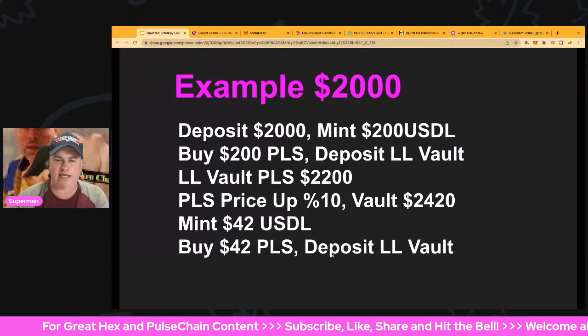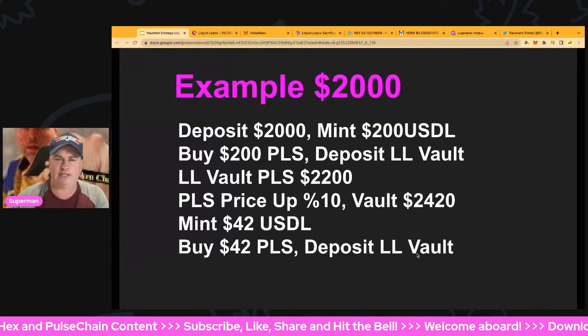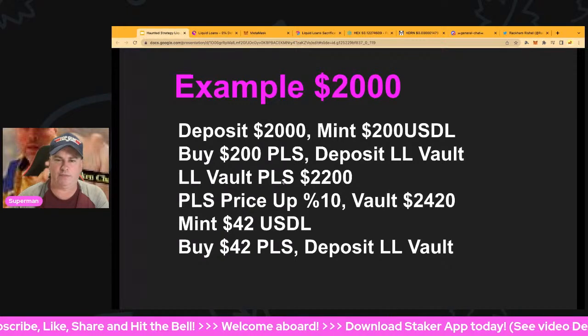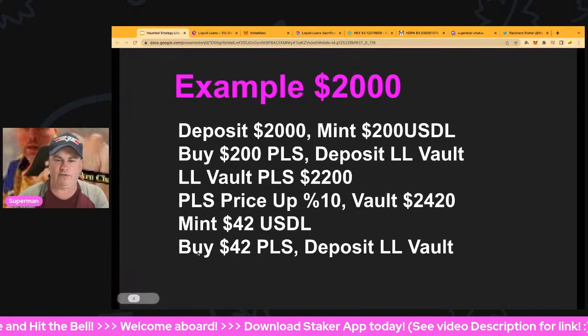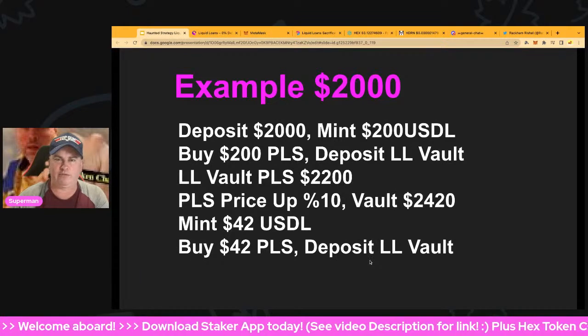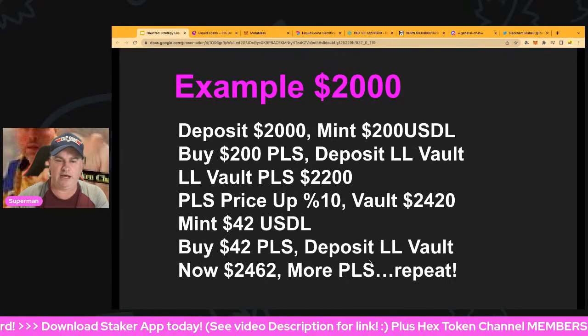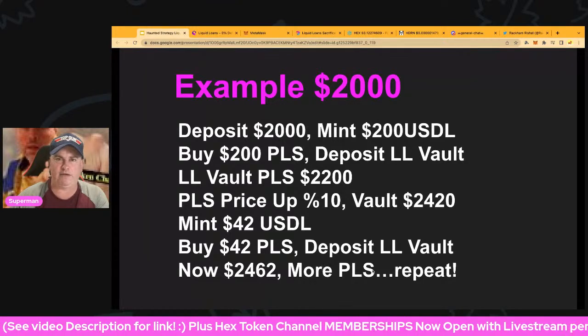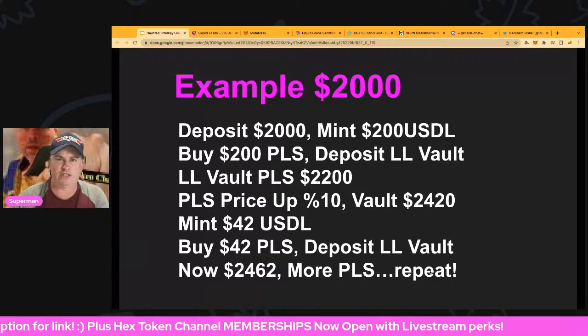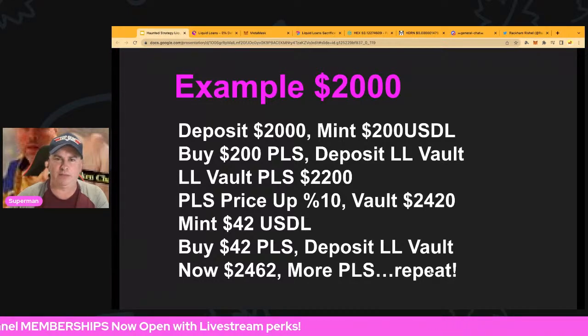And of course, you can deposit that Pulse into Liquid Lines, so you're winning again. So now you've done two there. You've deposited $200 into Liquid Lines up here. Now you've just put $42 in the Liquid Lines vault, and so you're just winning. And now you've got $2,462 more PLS, and of course more value, and you just repeat. So it's pretty awesome. Now imagine if you had thousands of people doing this. It'd be incredible. It would be awesome.